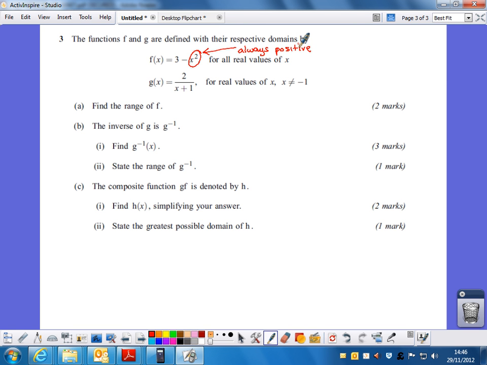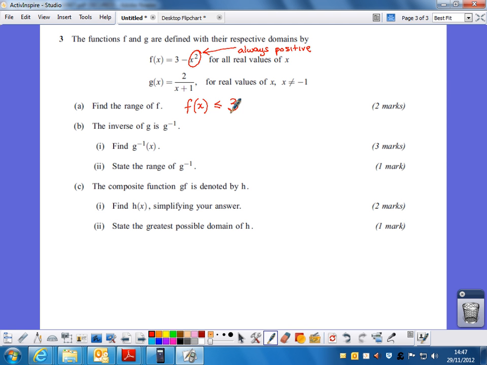That means then that we are always taking something away from 3, and so the range of f is given by f of x is less than or equal to 3. Notice it can be equal to 3 when x is 0.